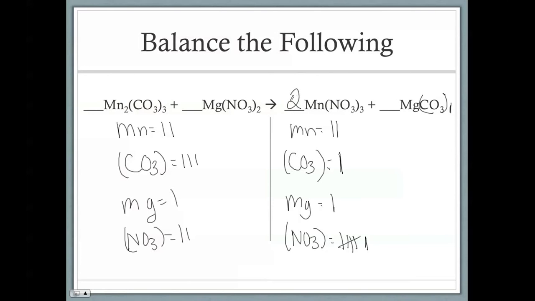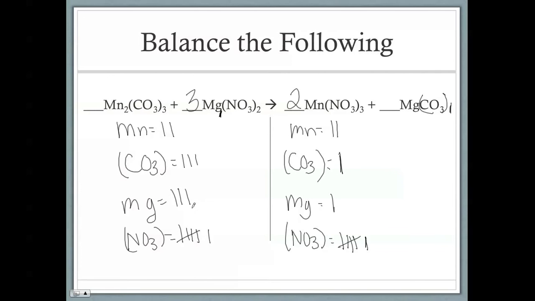So I have 6 NO3s on my right and only 2 on my left. So again, I'm thinking of what can I put here that times 2 will get me up to 6. So that would be a 3. 3 times 2 means I now have 6 on my left, which is wonderful, but I've also affected Mg, so now I also have 3 Mgs, because again, coefficient of 1 there, 3 times 1.